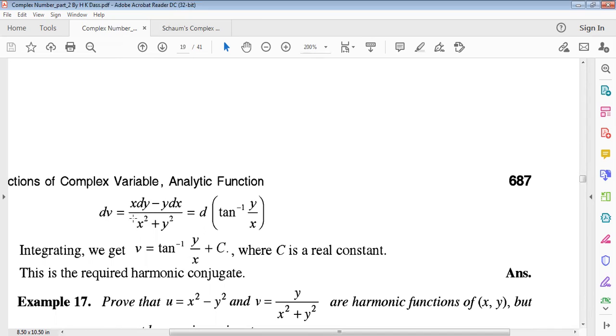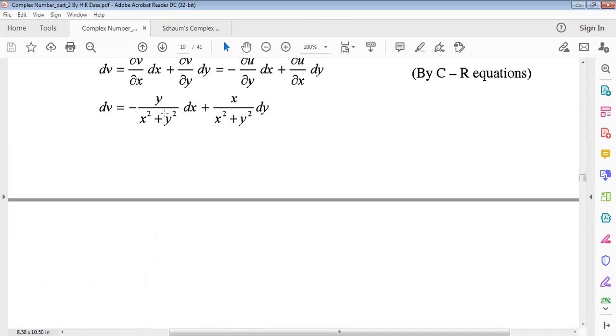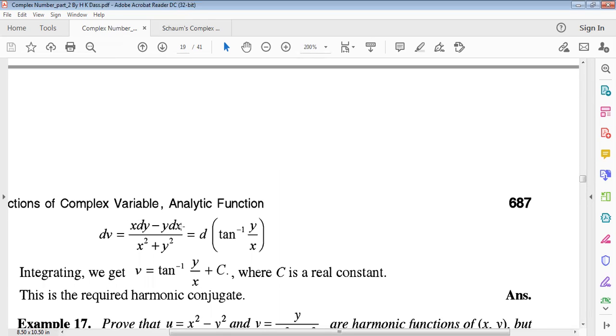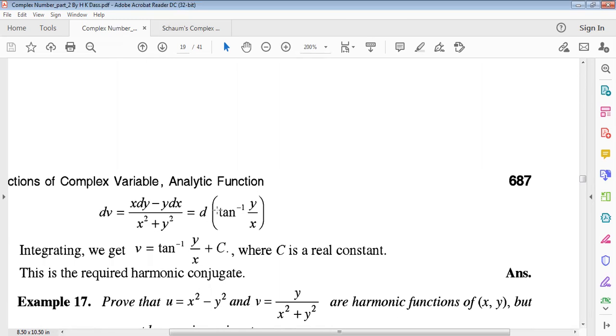So dv can be written as x dy minus y dx divided by x square plus y square. And this is the actual differentiation of tan inverse y by x. So integrating on both sides, v equals tan inverse y by x plus c. And this v is a function of x y, so it is the harmonic conjugate of u.